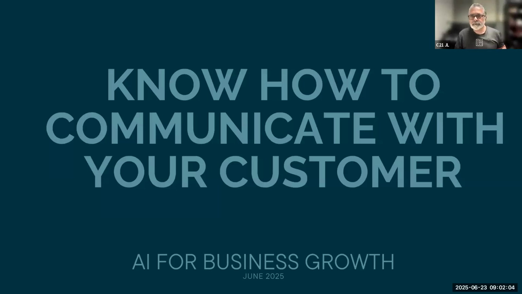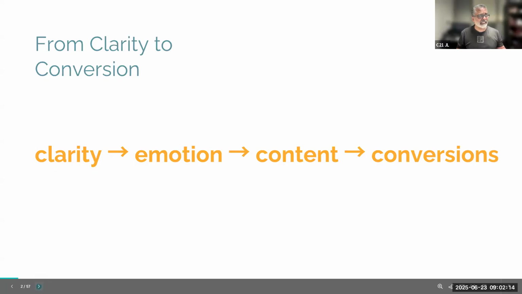So here we go. We are talking about how to communicate with your customer. We did this last week, so I'm going to briefly go over these slides, especially for those that didn't attend. The idea is to have some clarity so you can go to a conversion. We're going to go through different stages on how to figure out who your ideal client avatar is. Who is your ideal customer?